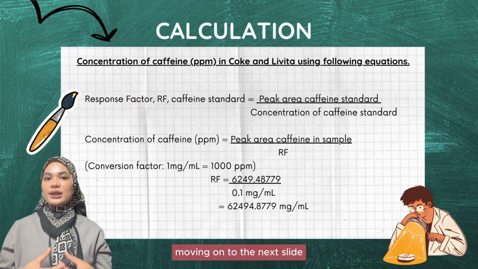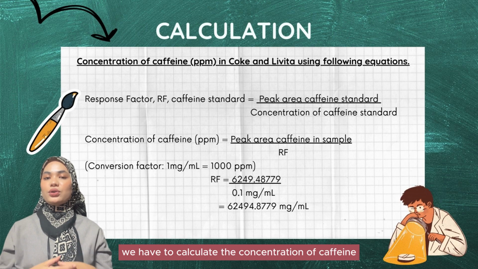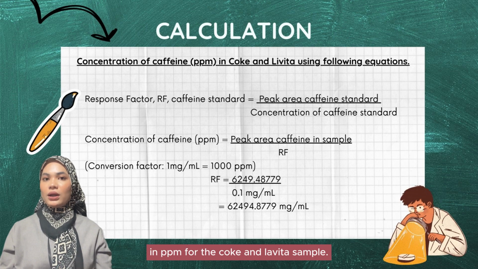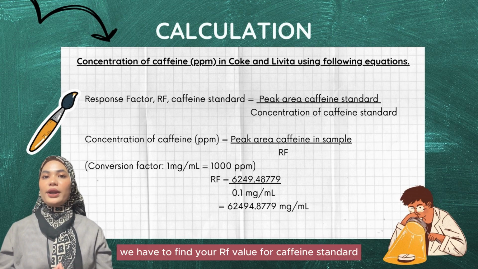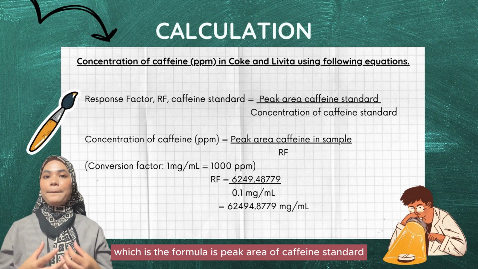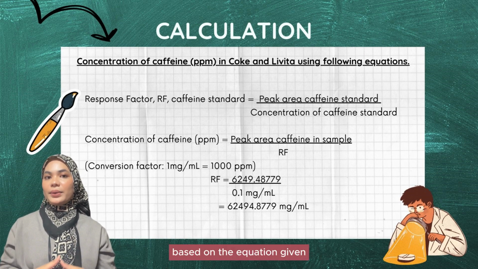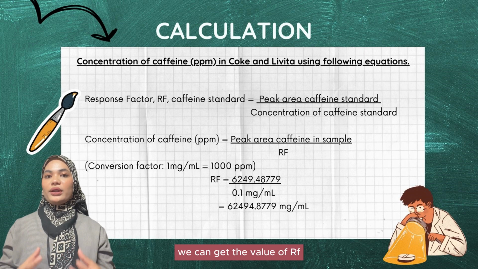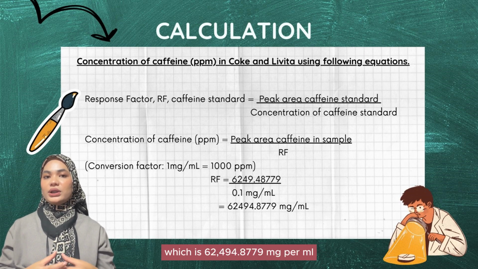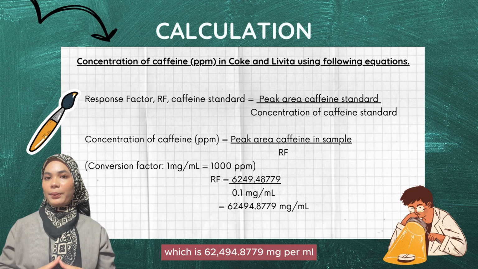Moving on to the next slide, we have to calculate the concentration of caffeine in ppm for the Coke and Levita samples. First of all, we have to find the RF value for the caffeine standard, where the formula is the peak area of the caffeine standard divided by the concentration of the caffeine standard. As you can see on the slide, based on the equation given, we get the value of RF, which is 62,419.8779 mg per ml.